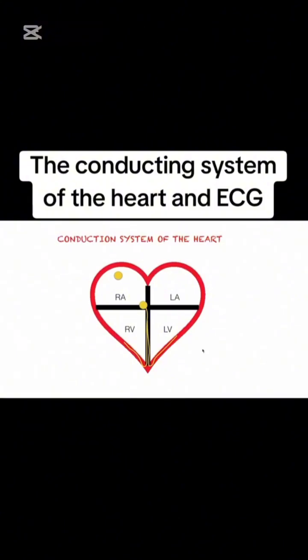The first cell is called the SA node, right here, or the sinoatrial node. By its name, sinoatrial, this cell is found within the right atrium of the heart. This is also known as the natural pacemaker of the heart because this is where the beginning of the conduction takes place. So from the SA node, the conduction goes to the AV node, or the atrioventricular node.